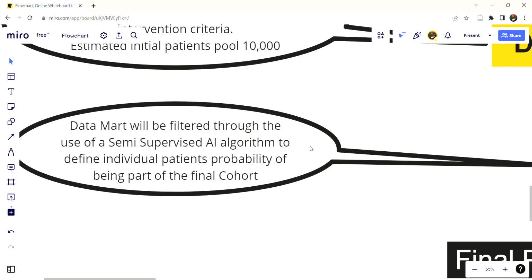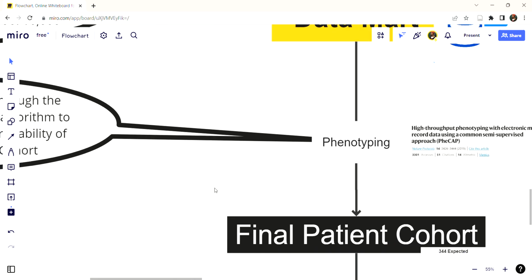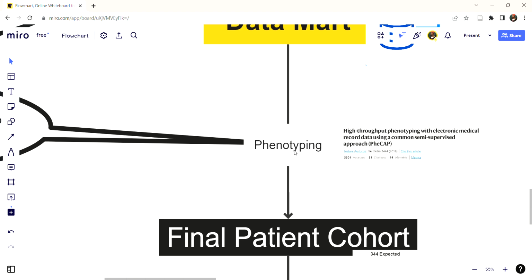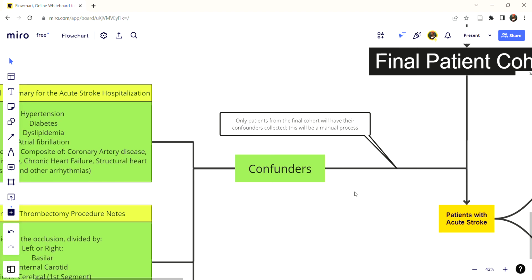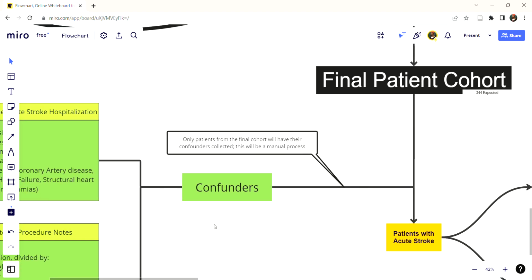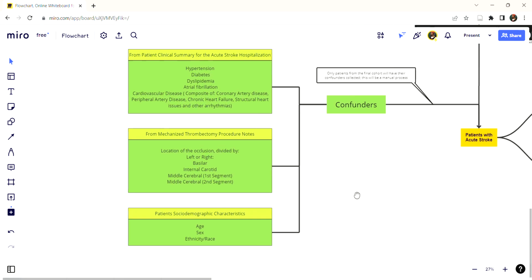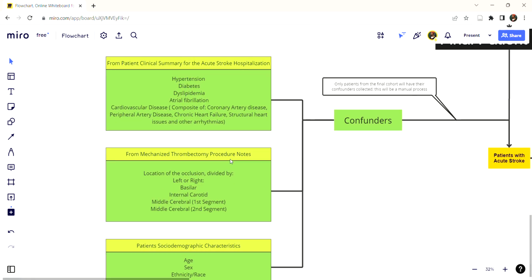But basically what we're doing is filtering the data mart through the use of a semi-supervised AI algorithm to define each patient's probability of being part of our final cohort. So what this program does is give us a probability of how likely a patient is to have been a patient of bridging thrombolysis, and thus to be eligible for our final patient cohort. We're going to look for confounders once we build our patient cohort. So these are the confounders we're going to look for, pretty standard for stroke research.